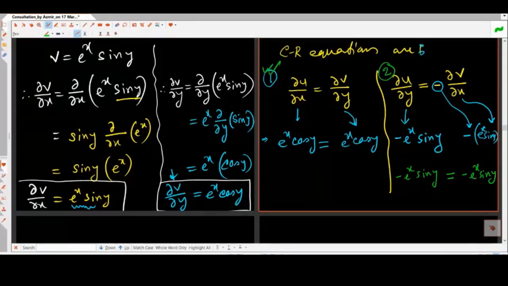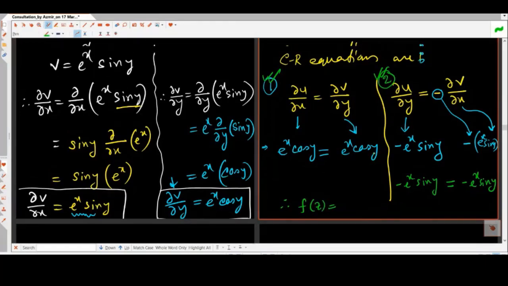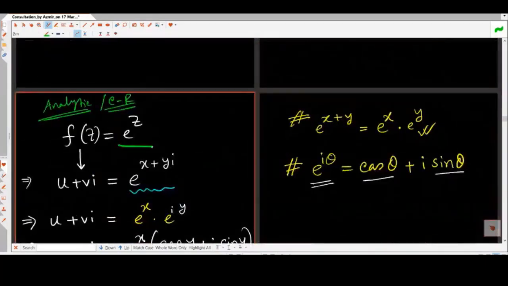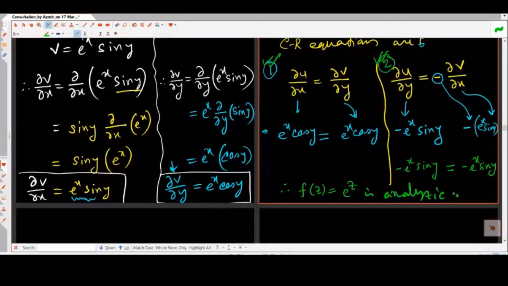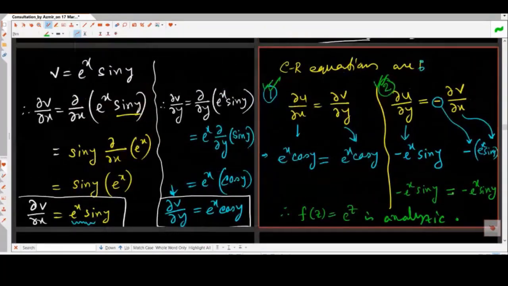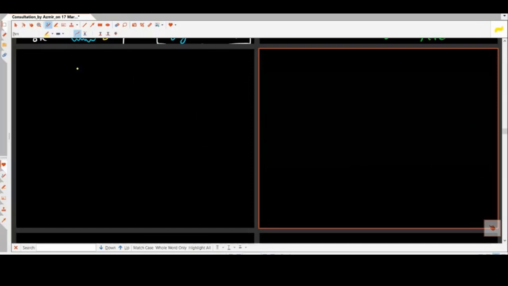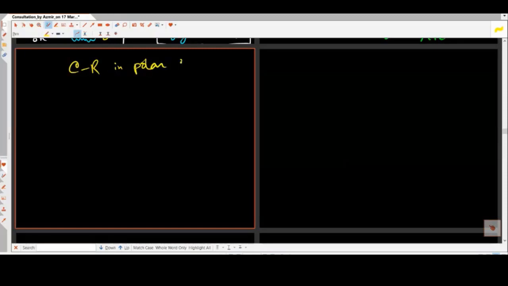So since both first equation and second equation are satisfied, that is, the Cauchy-Riemann equations are satisfied. So the function f of z equals e to the z is analytic. So it is done. We can also say the function is holomorphic or regular. Besides Cauchy-Riemann equations in rectangular form, we have Cauchy-Riemann equations in polar form also.